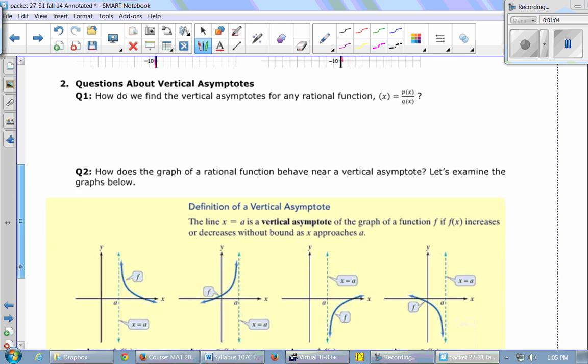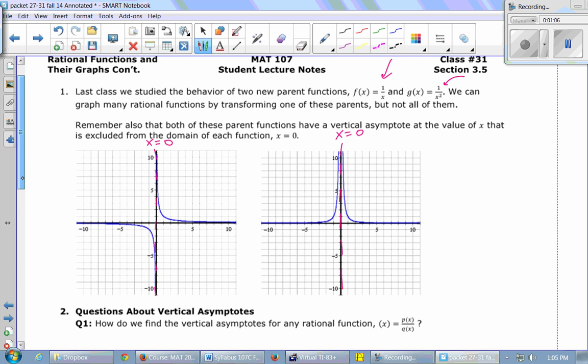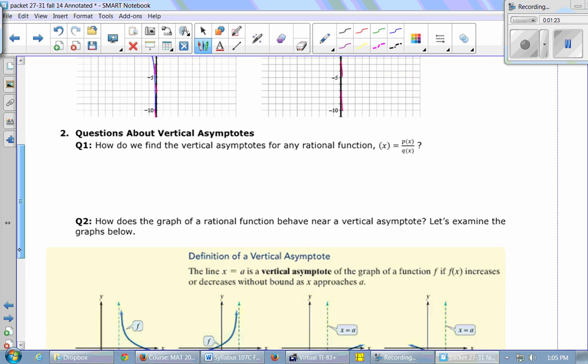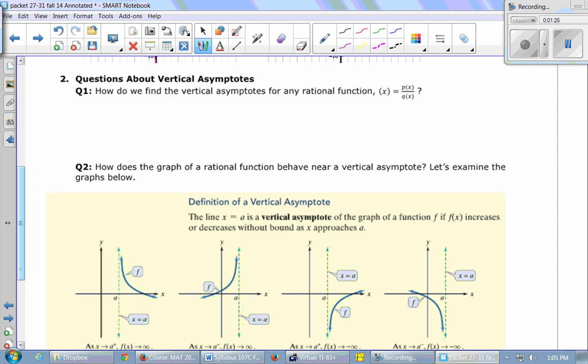All right, so let's say that again. It's always going to be x equals whatever value is excluded from the domain. So in this case, you can't put 0 into either of those. But if you couldn't put 5 in, that might be a vertical asymptote. Okay, so questions about how to find vertical asymptotes.